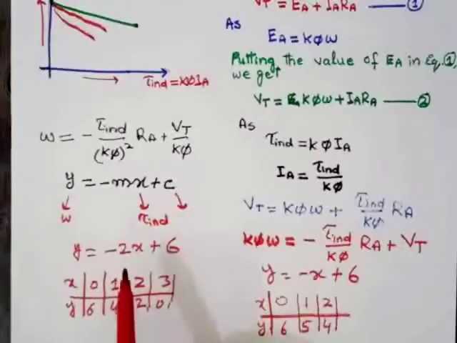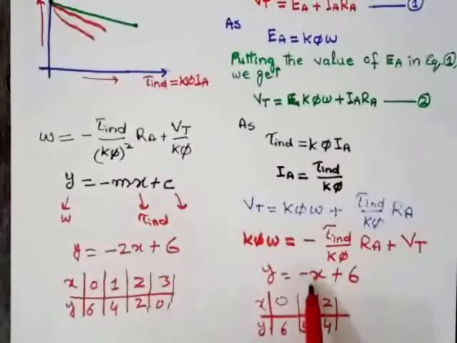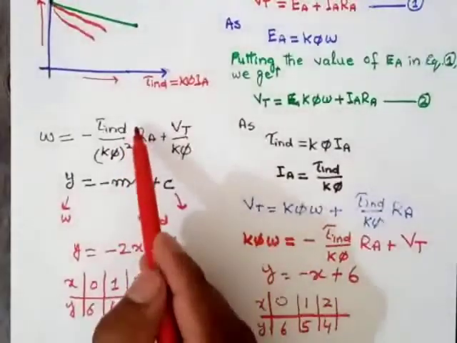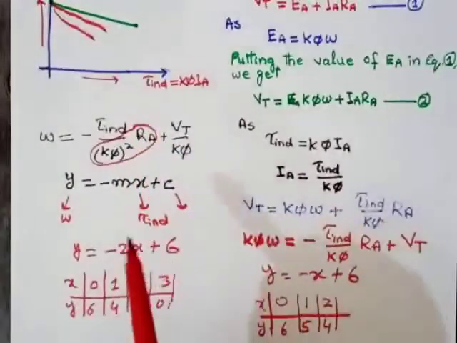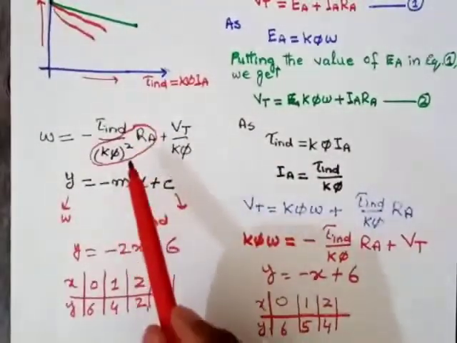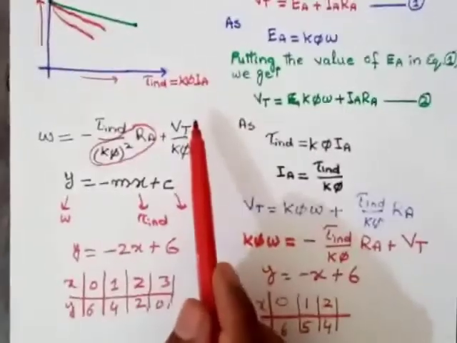We change the factor, we change the value from 2 to 1. Here we use the value of 2 and here we use the value of 1. It means this factor is very important. This factor basically tells us how fast or how slow the speed will decrease when we increase the load.